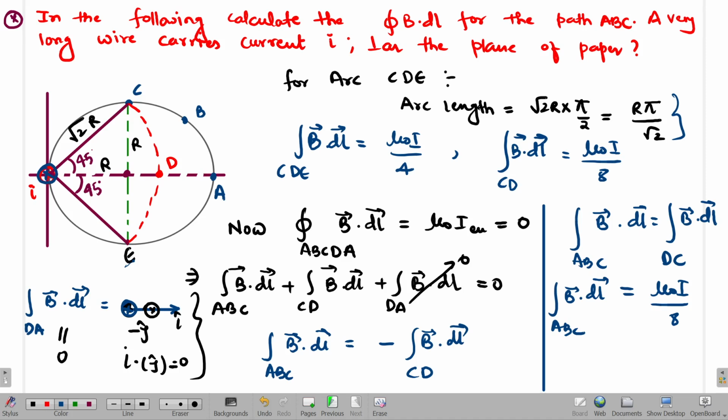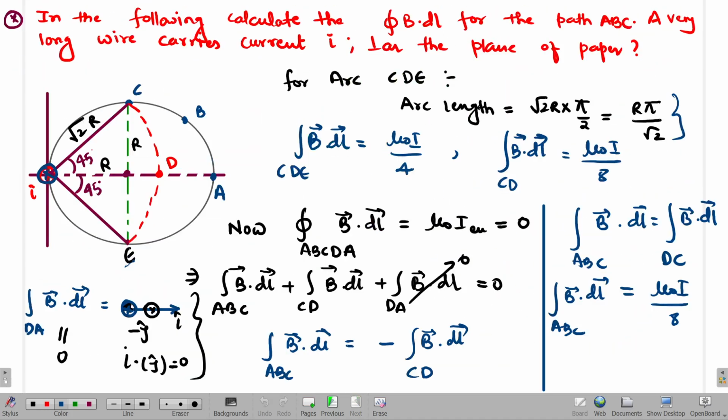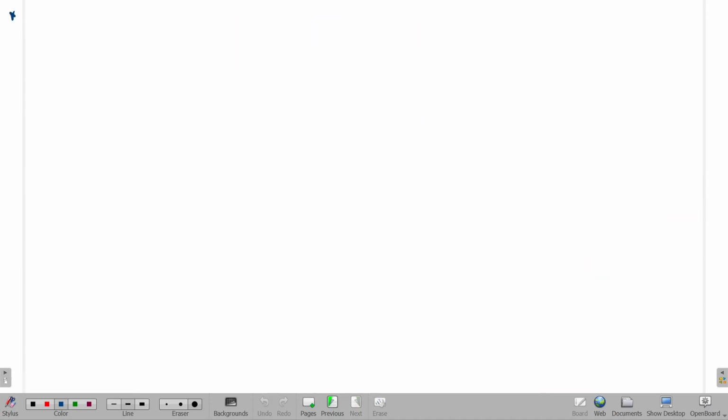Okay. So right now we got to know how to use the Ampere circuital law for the different current cases, isn't it? Now we'll consider Ampere circuital law for finding the magnetic field of symmetrical objects. Are you able to get me or not?